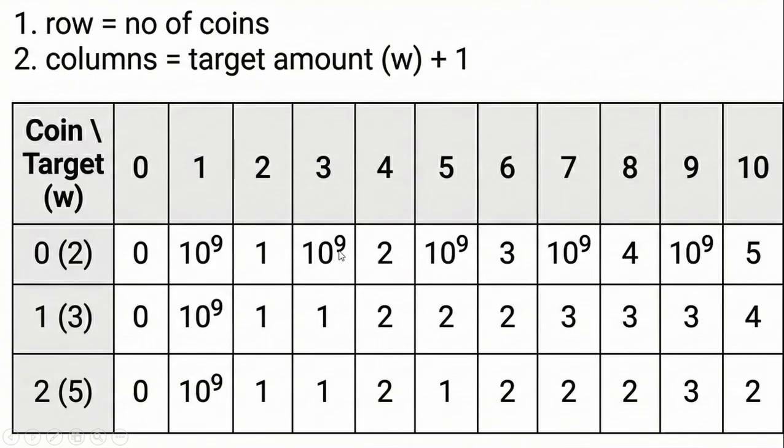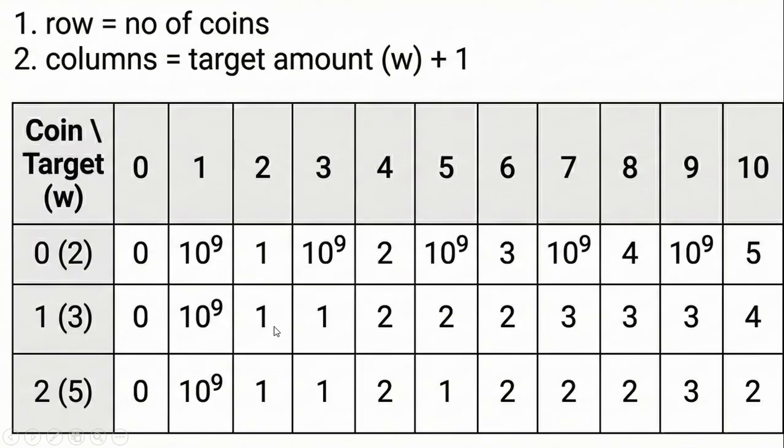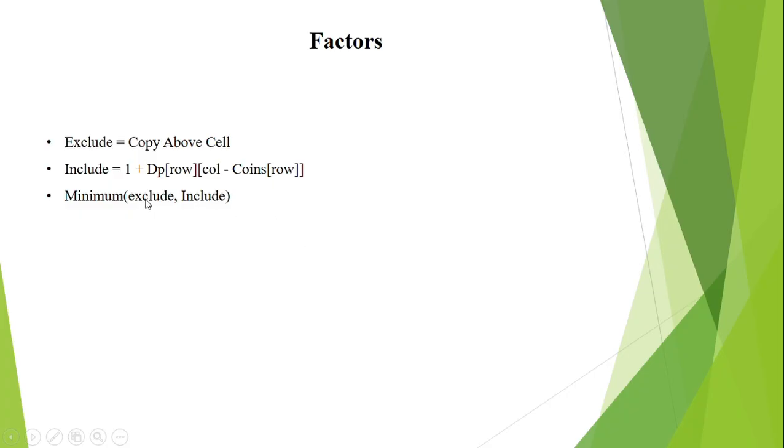Now, what if our coin becomes equal to 3? Here we will use the formulas of exclude, include and minimum. We will find the value of exclude, which is copying the above cell, and then find the value of include, and then put them in this function to get the minimum value, and we will write this minimum value here. So the exclude value here is 10 power 9. Now find the include using this formula.